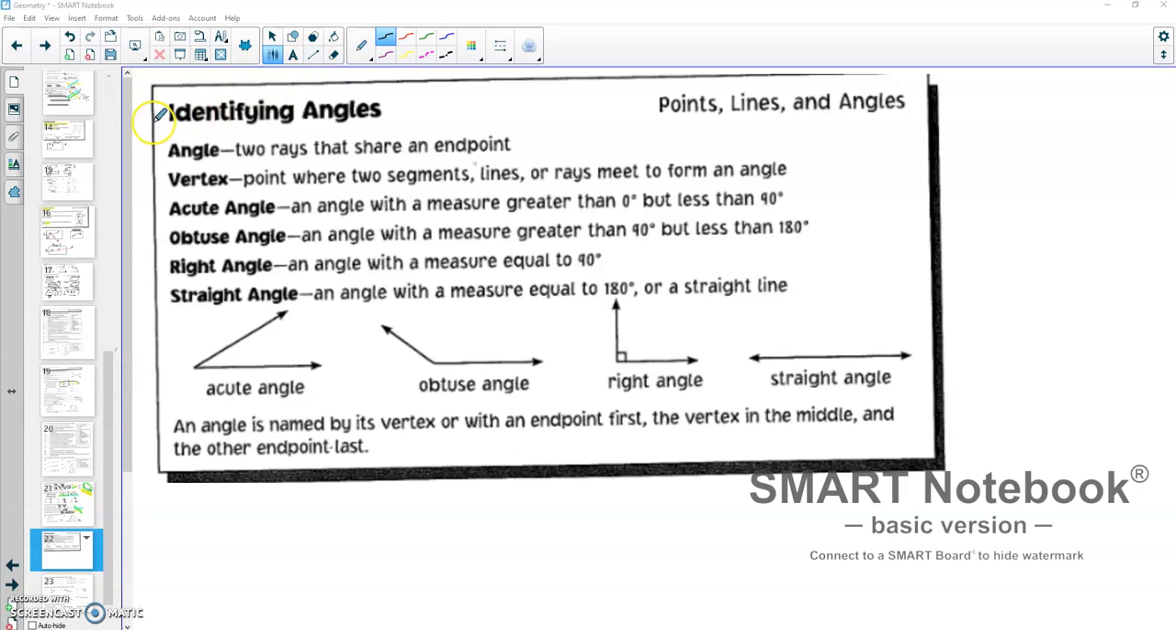Good morning. Today we're going to talk about identifying angles. We're going to see the definitions, how to create them, and what they look like. Alright, so let's jump into it.